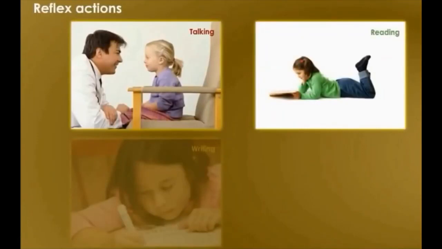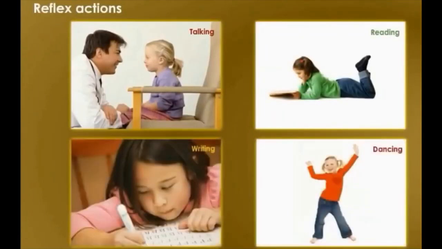Then learned reflexes, or actions which have to be learned before they become automatic. For example, talking, reading, writing, dancing. These are the examples: talking, reading, writing and dancing.